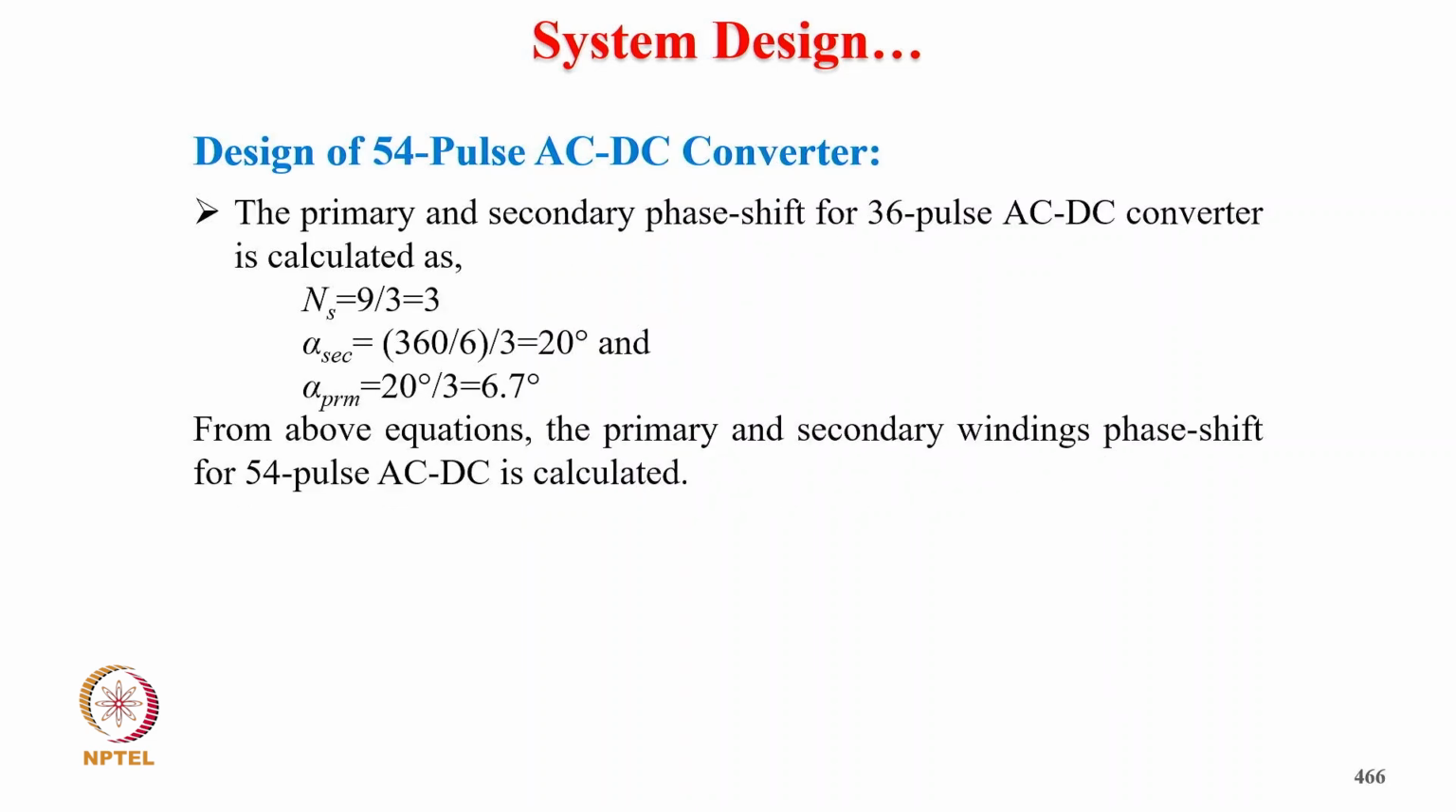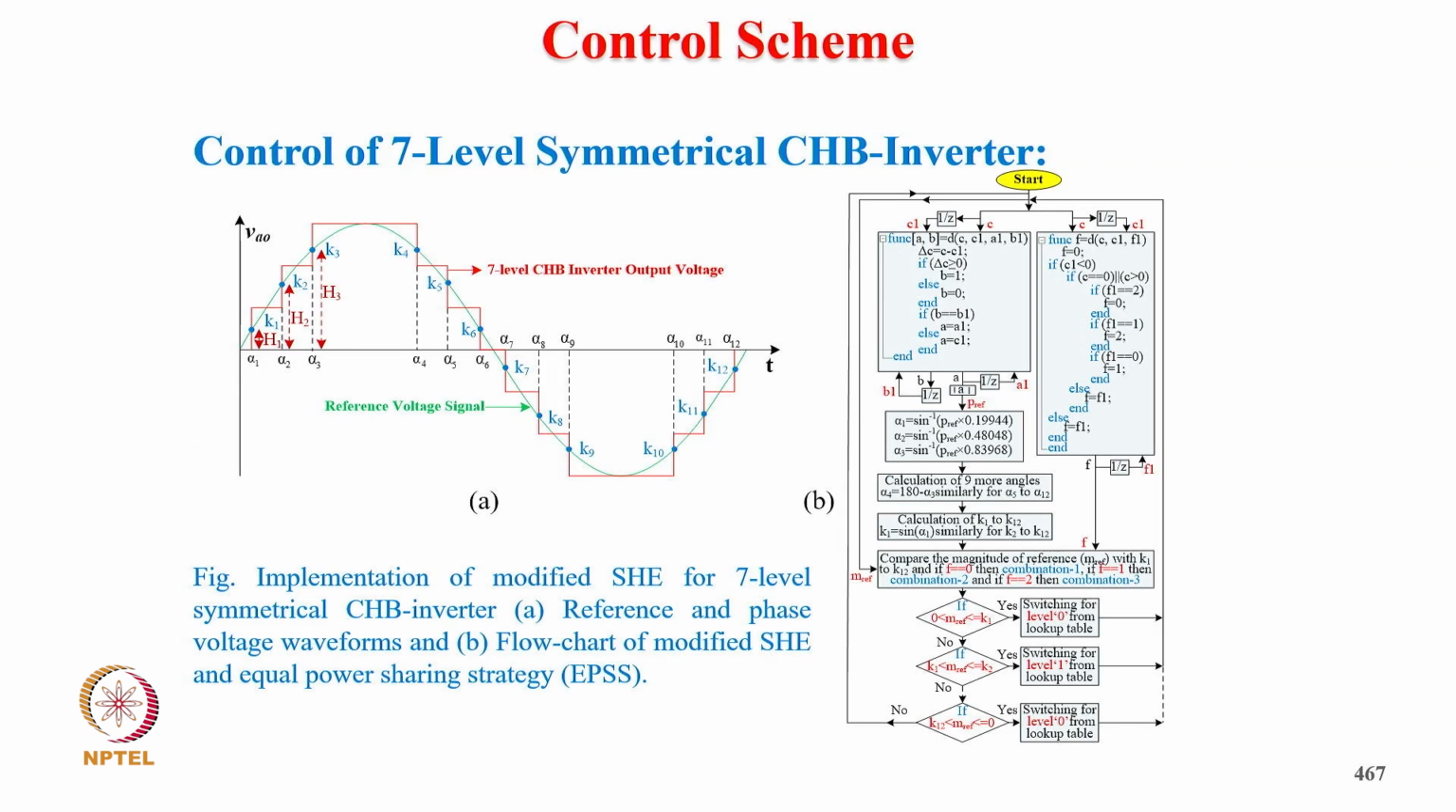Now coming to design of the 54-pulse AC/DC converter. The primary and secondary phase shift for the 36-pulse AC/DC converter is calculated. N is equal to 9 by 3, that is 3, and alpha secondary is 60 by 3, that is 20 degree, and alpha VRN equal to 20 degree by 3, that is 6.7 degree. And from our equation, the primary and secondary winding phase shift for the 54-pulse AC/DC converter is calculated. And these are control of the 7-level symmetrical H-bridge.